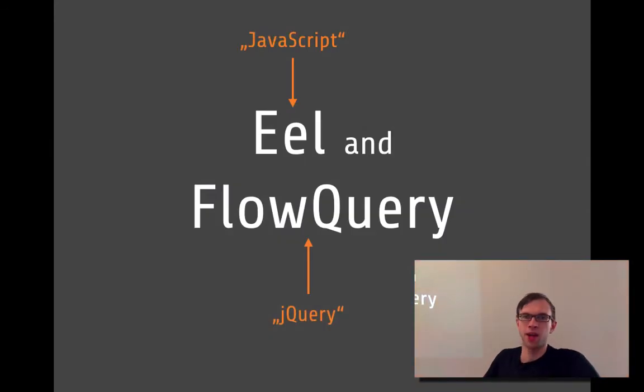And lastly, we have Eel and flow query. And basically you can roughly say Eel is like JavaScript, flow query is like jQuery. So that means Eel is basically an implementation of a syntax which is like JavaScript, like a single line of JavaScript, so just a single statement, so to speak. And flow query is implementing something like jQuery, so in a traversal language where you can filter, search for things, go up and down in the tree, these kind of things.